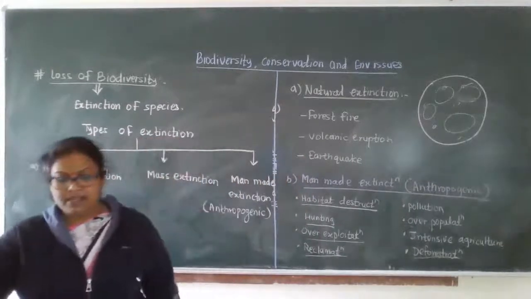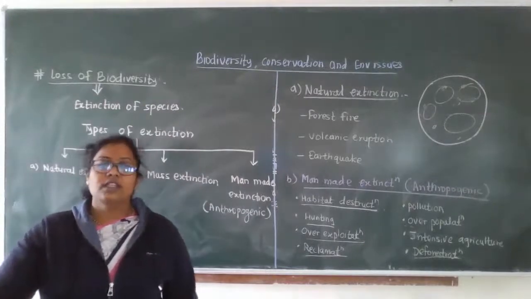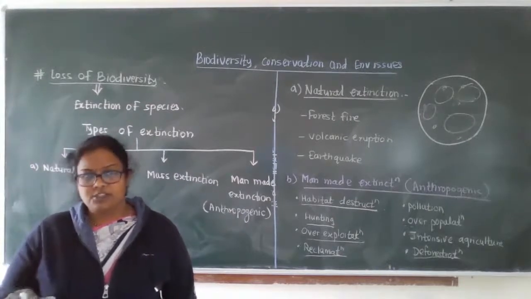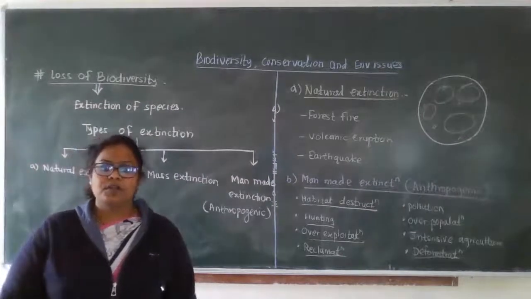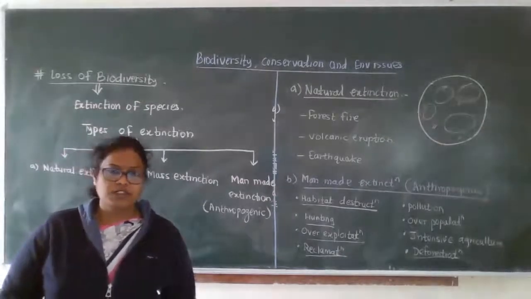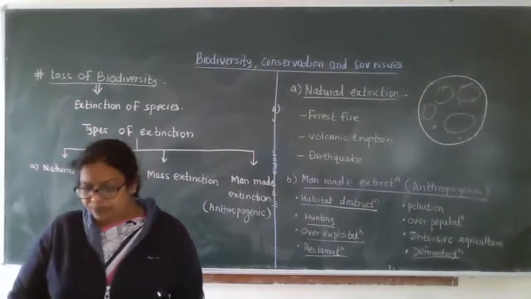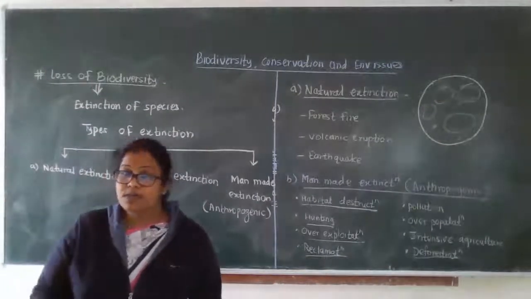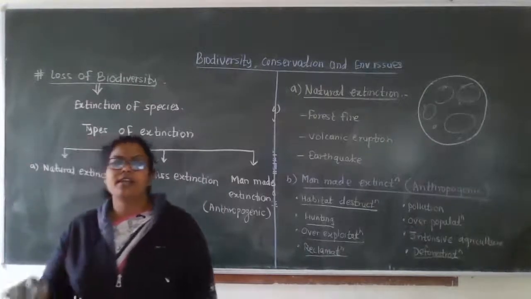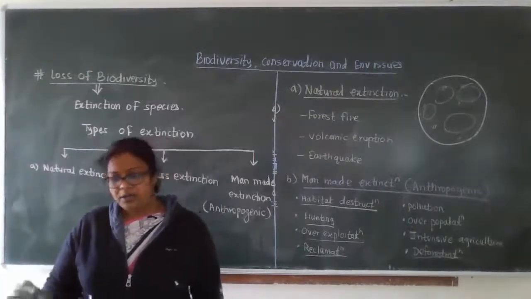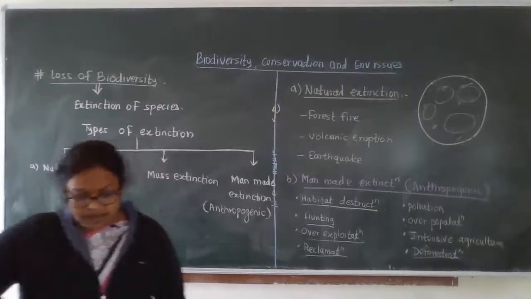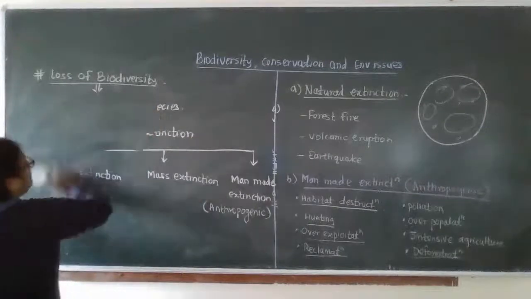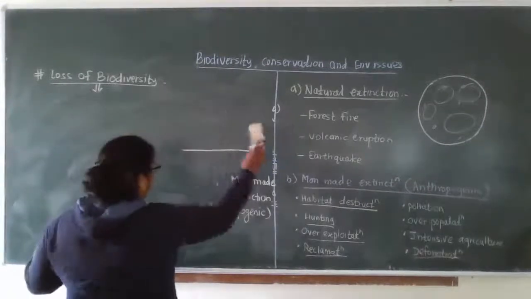So these are the man-made activities which are affecting biodiversity a lot more than natural calamities. Natural calamities occur to maintain the balance of an ecosystem. That is nature's rule. As you have seen, because of natural calamities, most species as well as human populations get affected and die. So the next topic is the major four causes of loss of biodiversity. Now we are turning towards the major four causes of biodiversity loss.